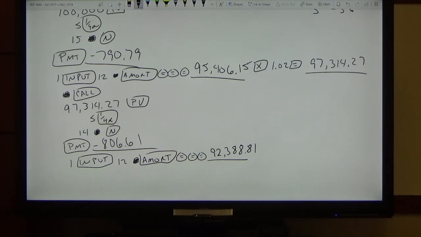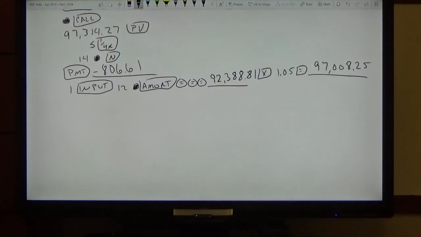Now we're going to adjust that upward by 5%, so multiply by 1.05. And so the new adjusted balance is going to be 97,008.25. Okay, does that make sense? Now we're going to rinse and repeat one more time.